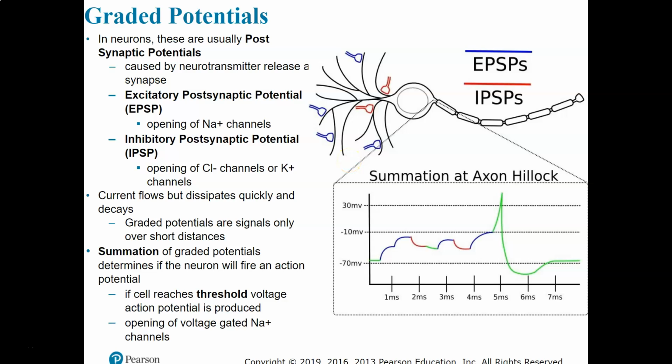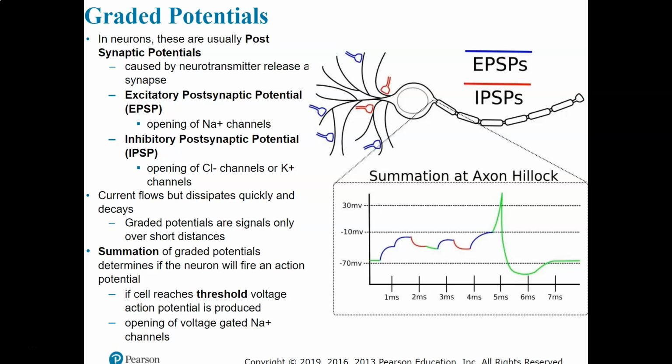Changes in the membrane potential can either be what we call graded potentials or action potentials. Graded potentials are going to be localized changes in the membrane potential. Typically, these are going to be in neurons what we call postsynaptic potentials because they are going to be caused by the release of neurotransmitter at a synapse.